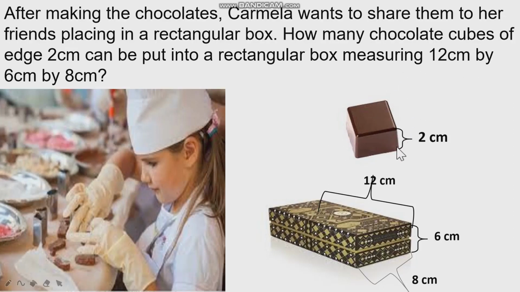So, bawat edge po ay 2 centimeters. So, cube po ito, kaya pare-pareho ang sukat ng edge. So, bawat edge 2 centimeters. Ito naman po yung rectangular box na paglalagyan ng chocolate cubes. So, ano po ang sukat ng rectangular box? So, ang sukat ay 12 centimeters ang length, ang height ay 6 centimeters, width ay 8 centimeters. Ang tanong, ilang piraso ng chocolate cubes ang mailalagay sa rectangular box?